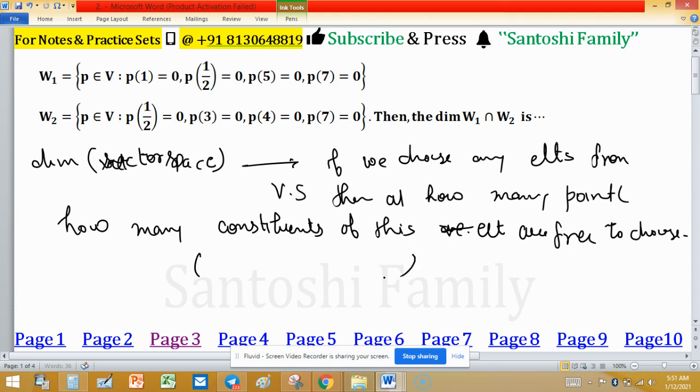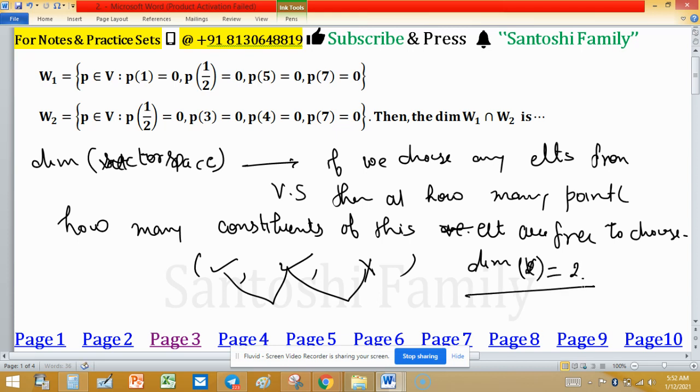Suppose this is an element, and we are free here and free here and not here, then its dimension is 2, because we are free at 2 places and there are 3 constituents of this vector, so the dimension of this vector space V will be 2.